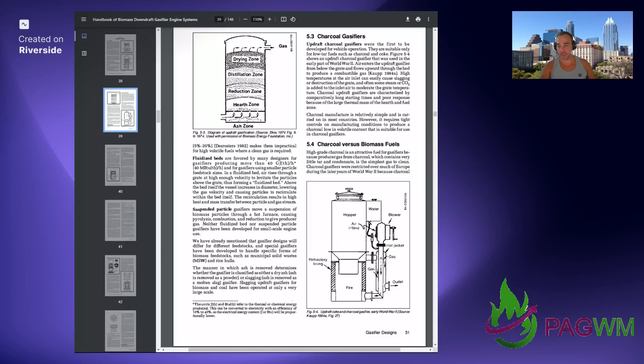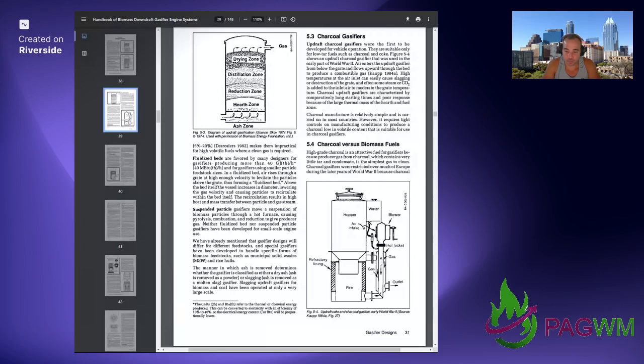Suspended particle gasifiers move a suspension of biomass particles through a hot furnace, causing pyrolysis, combustion, and reduction to give producer gas. Neither fluidized bed nor suspended particle gasifiers have been developed for small-scale engine use. We have already mentioned that gasifier designs will differ for different feedstocks, and special gasifiers have been developed to handle specific forms of biomass feedstocks, such as municipal solid wastes and rice hulls.